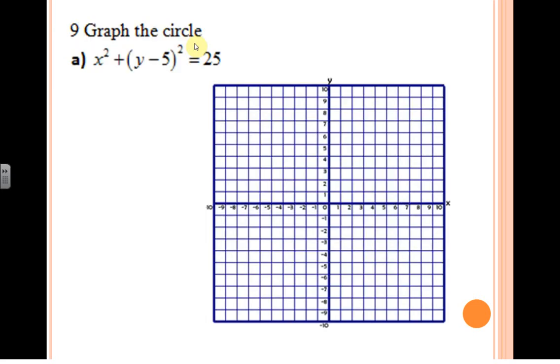So can you graph this circle? Well, let's look. I need, again, my center and my radius. So my center is at (0, 5). My radius is 5 because the square root of 25 is 5. It's always about these two pieces of information. So I plot (0, 5) as my center on my graph. And then from there, I count up 5, to the right 5, left 5, down 5, and I make my circle.